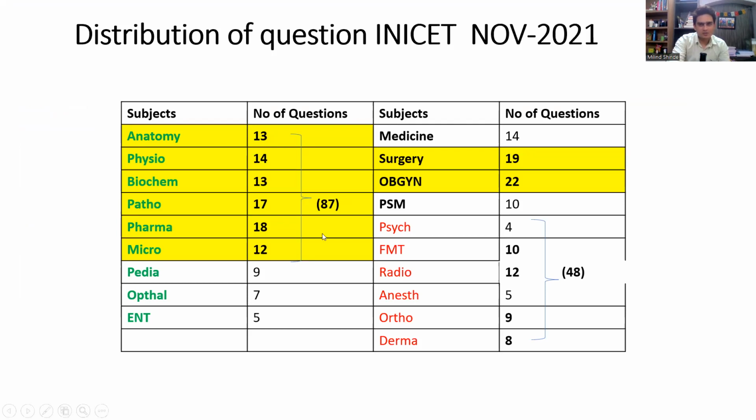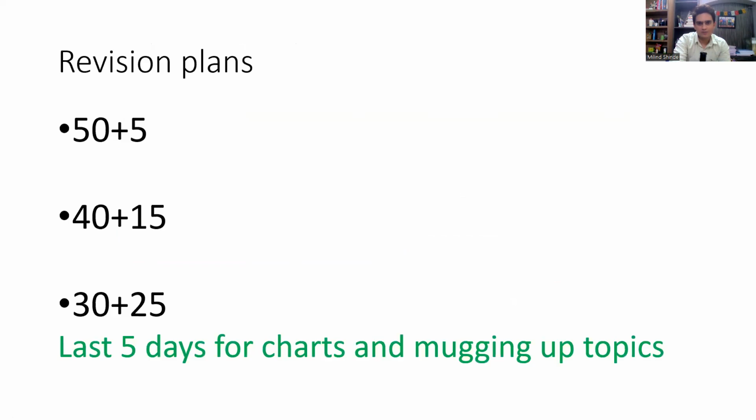As you can see, the subjects I have marked yellow are very high yield subjects. I have been telling again and again that your basic sciences form the core for INICT. So whenever we are planning, our revision plan should be around these subjects, as more than 100 questions were from only these 8 subjects. This is something we should keep in mind whenever we are planning a schedule.